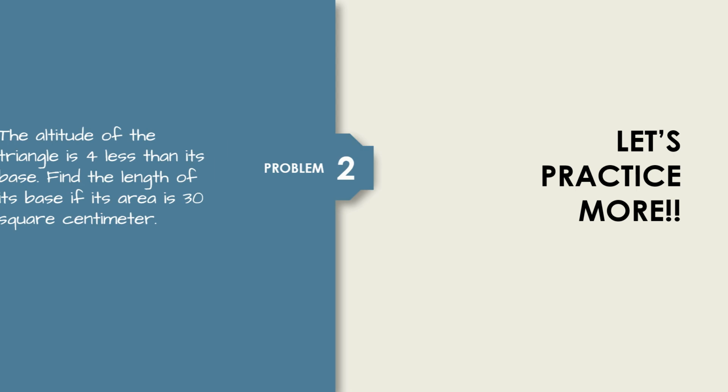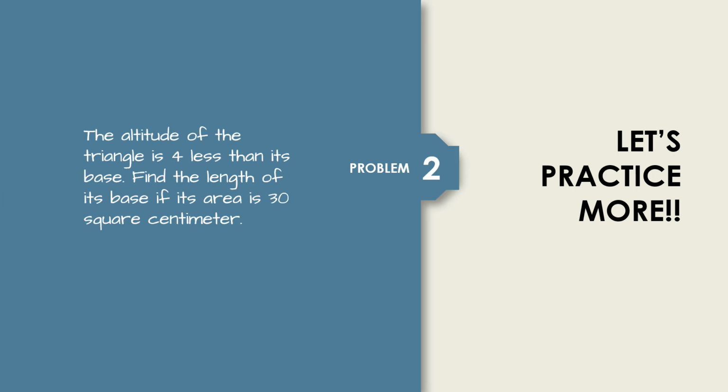Let's practice more. Problem number 2. The altitude of the triangle is 4 less than its base. Find the length of its base if its area is 30 square centimeters.